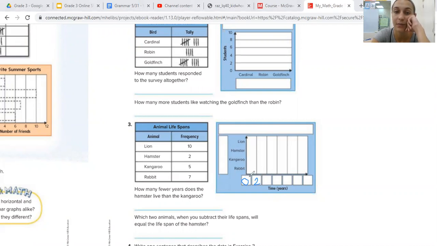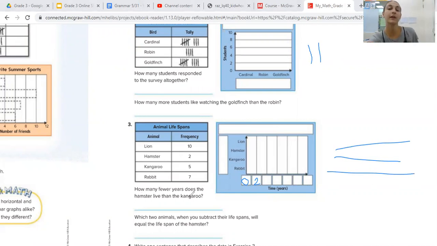This one is going to be horizontal. So your shapes are going to be going this way. This one, they're going up and down. This one, they're going this way. Okay, so you have your numbers, and then you can fill it in accordingly. And you have your questions. How many fewer years does the hamster live than the kangaroo? How many fewer? How many less? What is the difference of years? You should have a label.